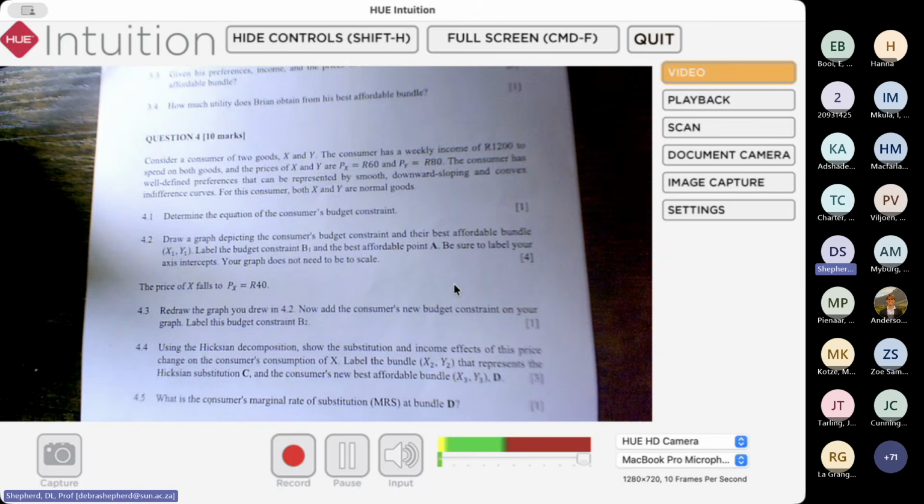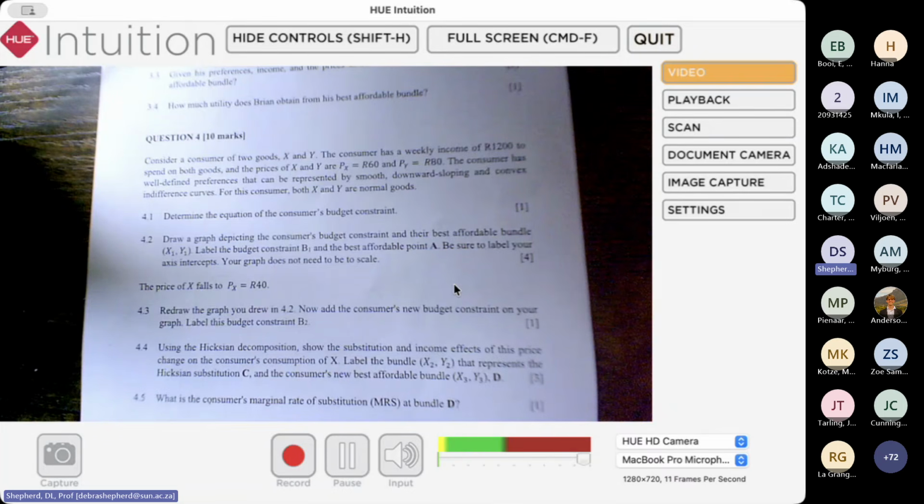Okay, so I've given you a whole lot of information, which we're now going to use to plot this consumer's consumption decision. So 4.1 says, determine the equation of the consumer's budget constraints. For 4.1, I was actually open to 2 answers. You could either give the budget constraint in the form income is equal to the amount spent on X plus the amount spent on Y, or you could have given me the form of the budget constraint that we end up plotting, where we have the Y product on the Y-axis and the X product on the X-axis.